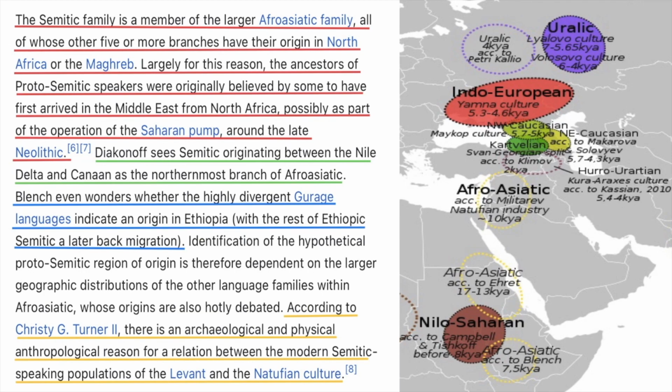Remember, the Semitic family is a member of the larger Afro-Asiatic family, all of whose other five or more branches have their origin in North Africa or the Maghreb. Largely for this reason, the ancestors of Proto-Semitic speakers were originally believed by some to have first arrived in the Middle East from North Africa, possibly as part of the operation of the Saharan pump around the late Neolithic. Diakonoff sees Semitic originating between the Nile Delta and Canaan as the northernmost branch of Afro-Asiatic. Bender even wonders whether the highly divergent Ge'ez language indicates an origin in Ethiopia, with the rest of Ethiopic Semitic a later back migration.